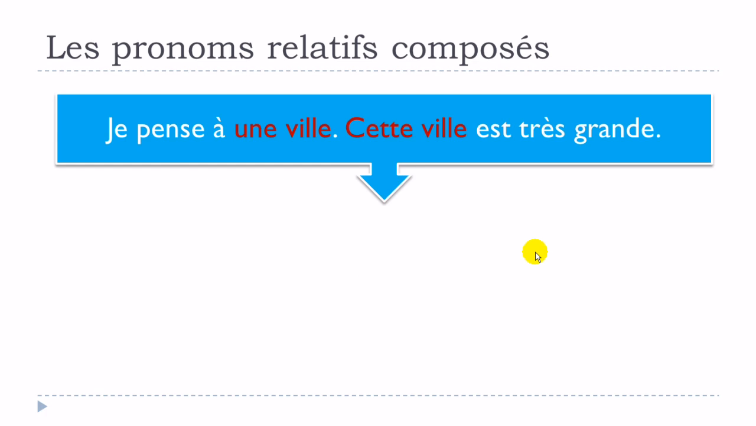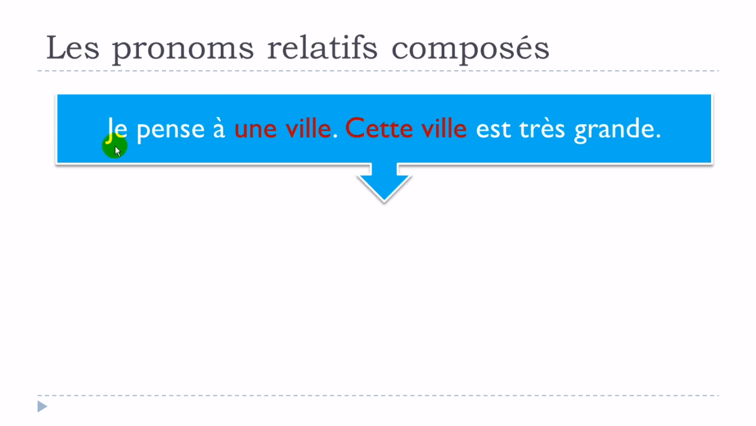So one example here, you get 2 sentences. The first one, je pense à une ville, and then the second sentence is cette ville est très grande. And as usual, when we're talking about pronouns, the idea is to try to avoid repeating things. In this case, of course, we've got une ville and cette ville here. Okay, so we don't want to repeat this ville. And the idea would be to merge these 2 sentences into one sentence, okay? And of course, without this repetition here.